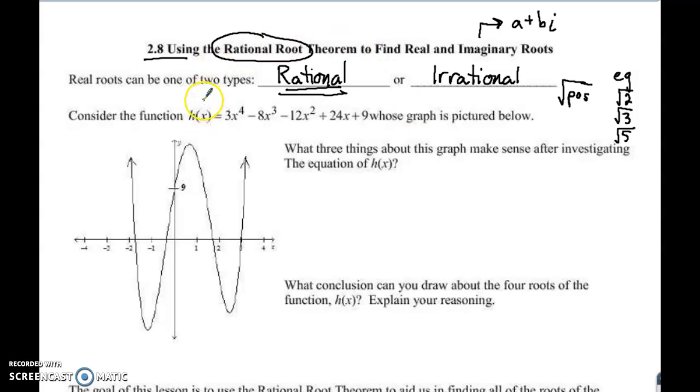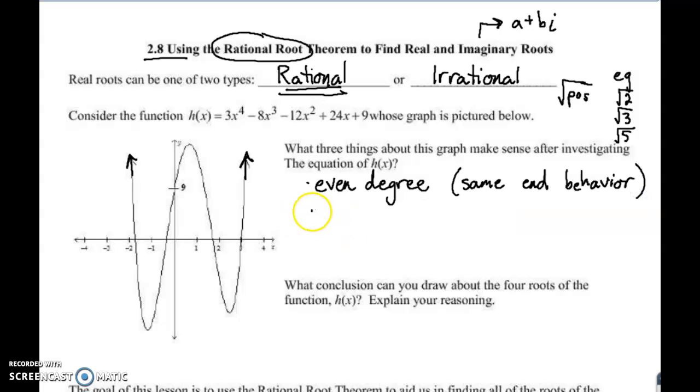So now that we look at h of x, they give you the graph. There are several things to notice about this. First thing, maybe you notice that it's an even degree. That's noticeable from the equation, and the end behavior is the same on both sides. Just a reminder, same end behavior, as opposed to opposite end behavior. A positive leading coefficient would probably be another thing to notice.